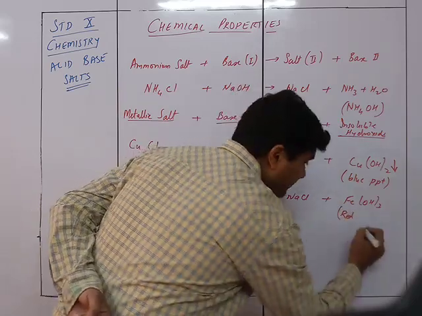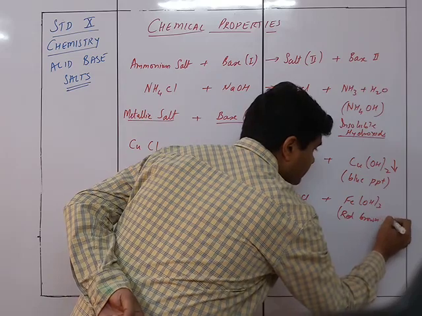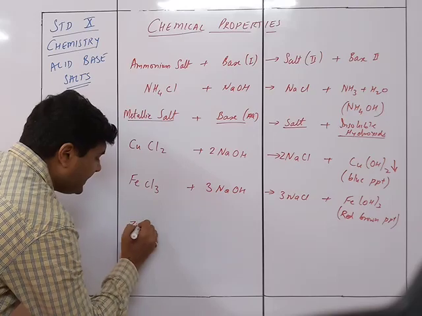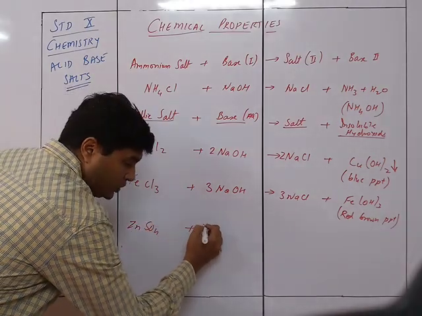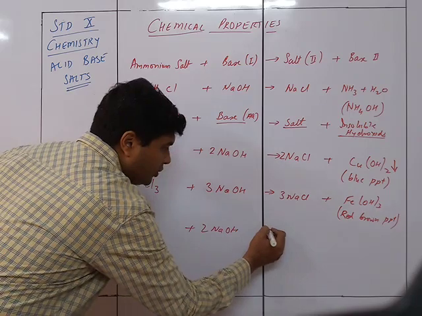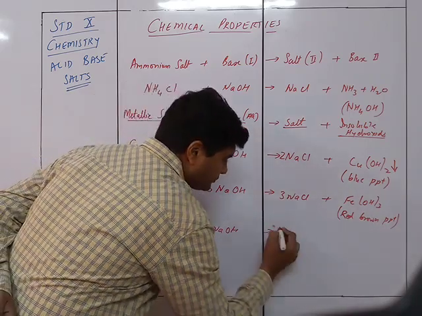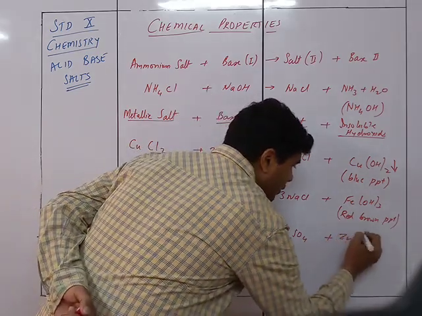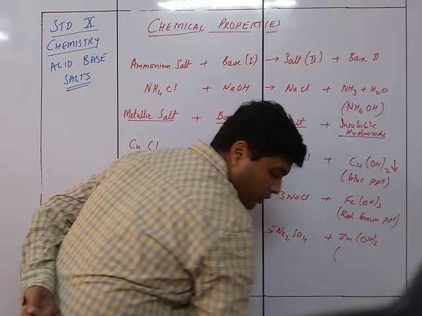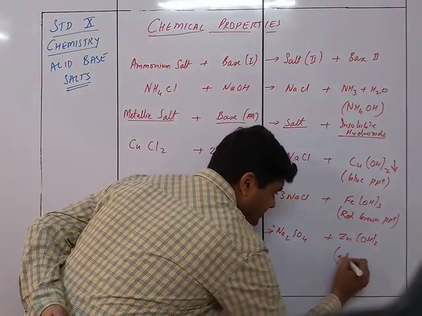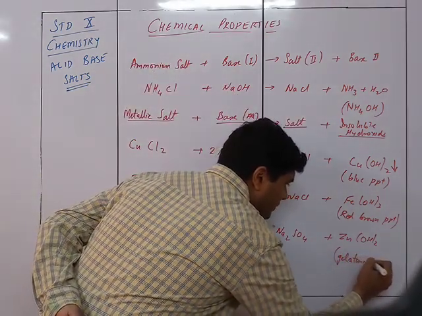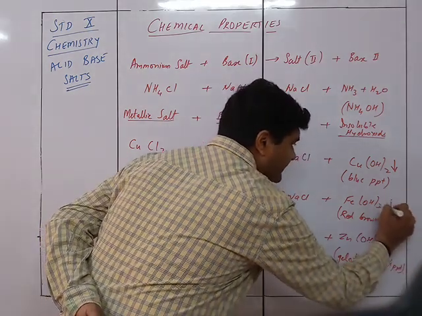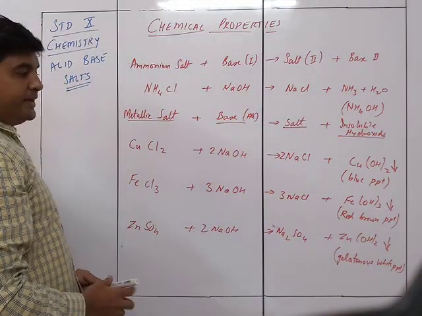It will be red brown PPT. So the PPT will be reddish brown. Similarly, we can have ZnSO4 plus 2NaOH will give me Na2SO4 plus Zn(OH)2. This is going to give me a gelatinous white PPT. All these are PPT, will be shown as a down arrow here. Very important to show the down arrow here.